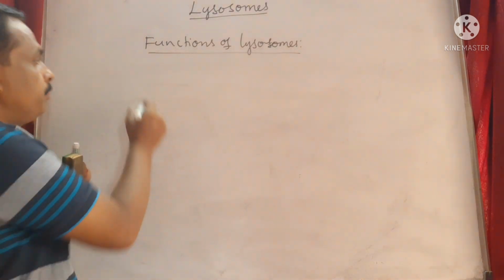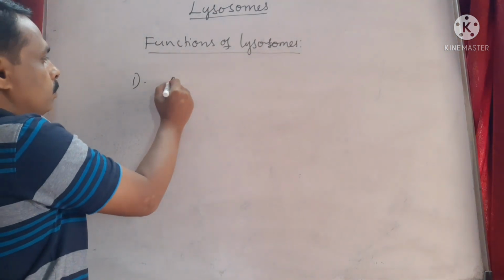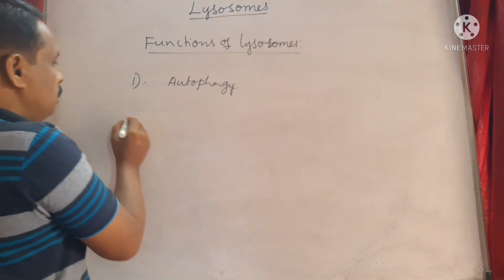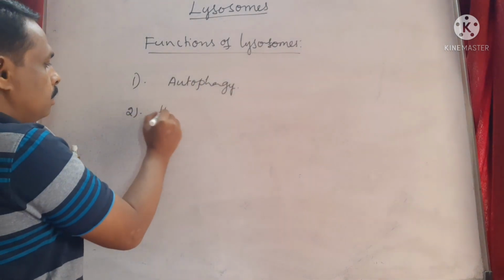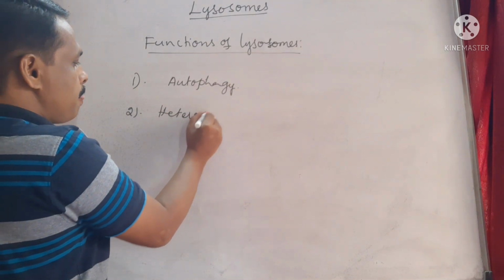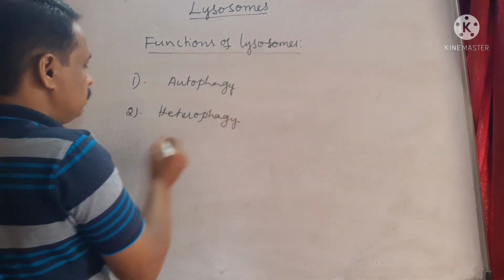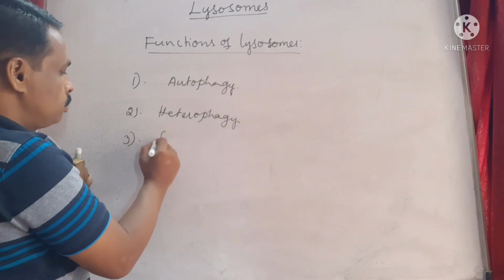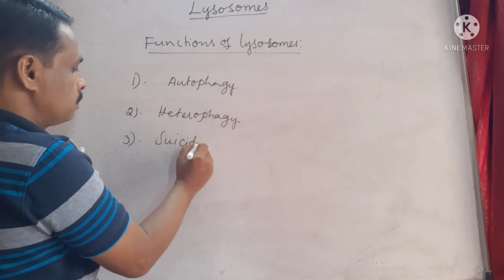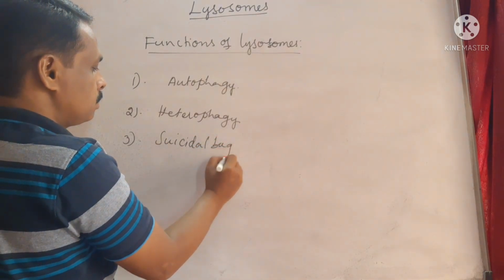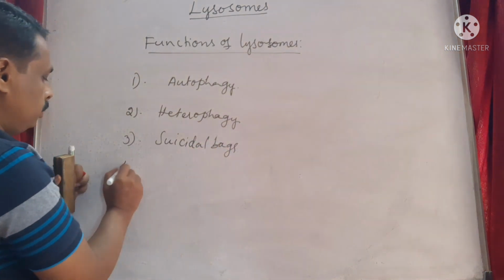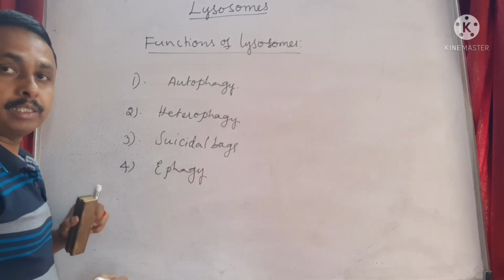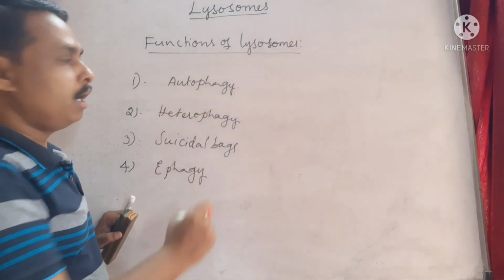What are the functions? First function is autophagy. Second function is heterophagy. Third function is suicidal bags. Fourth function is E-Phagy. These are the different functions which are carried out by the lysosomes.